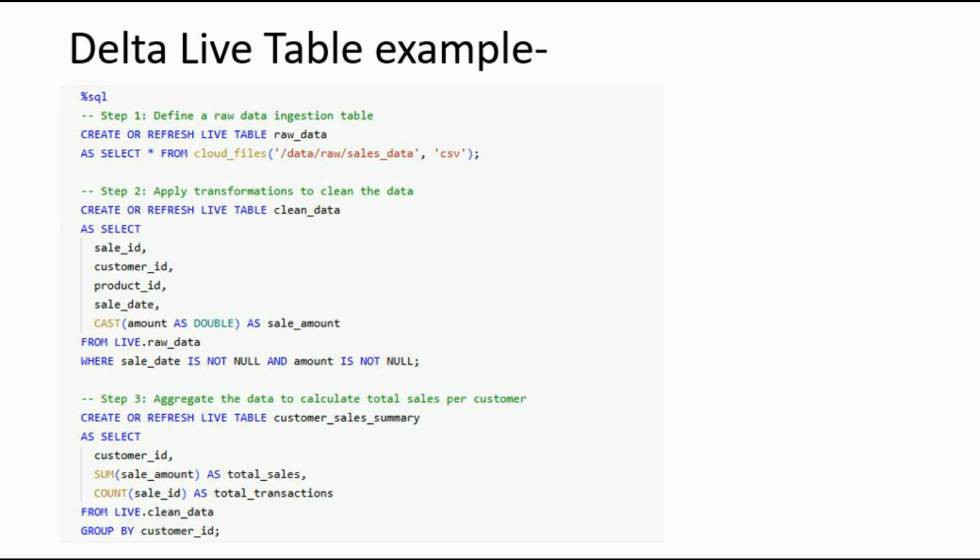Step 3 is aggregation and summary. The customer sales summary table provides insights by calculating the total sales amount for each customer and counting the total number of transactions per customer.